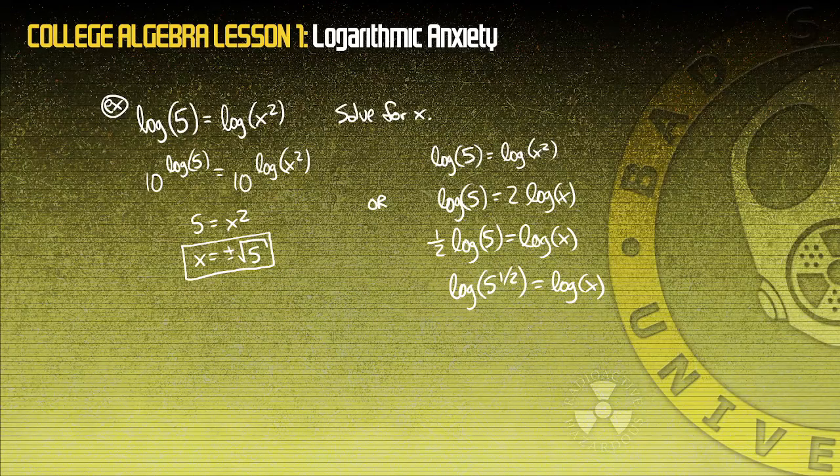And then raise 10 to the power of each side. So you have 10 to the log of 5 to the 1/2 equals 10 to the log of x. And that gets rid of the logarithms. So you have 5 to the 1/2 equals x. So x is just plus or minus square root of 5.